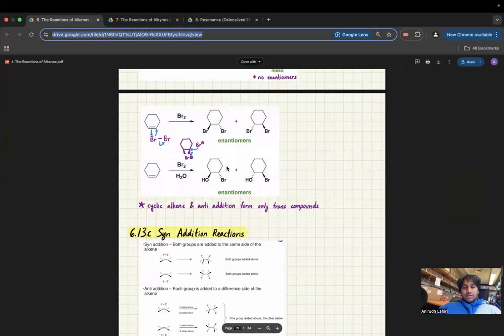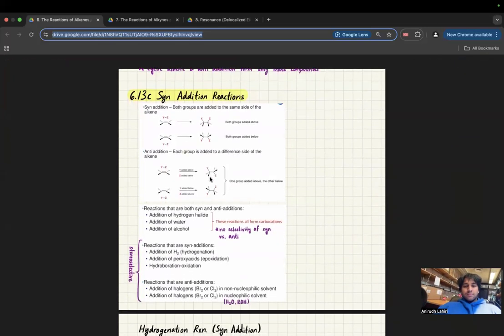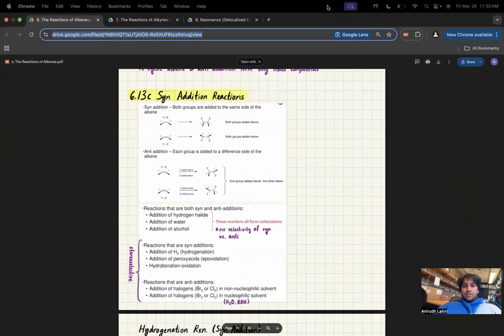Okay, regardless of this versus this, Br2, Br2, H2O, they both form anti-addition products because the Br and the Br will be on opposite sides. HO and Br will be on opposite sides. Cool. Okay. Syn addition reactions.